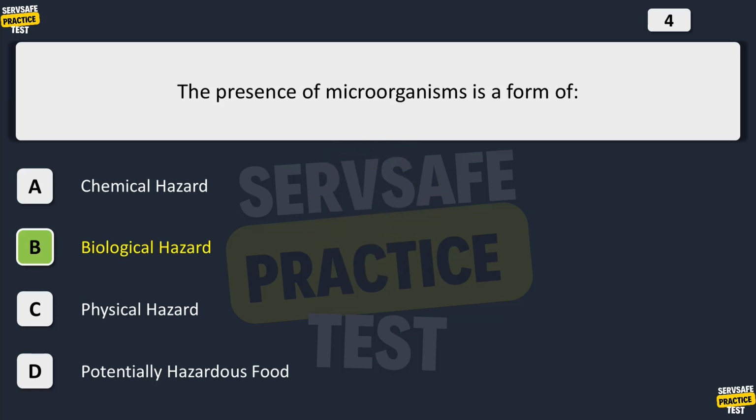The correct answer is B. Biological hazard. Microorganisms are a form of biological hazard. Since microorganisms are of a biological nature, they fit into the category of biological hazards.